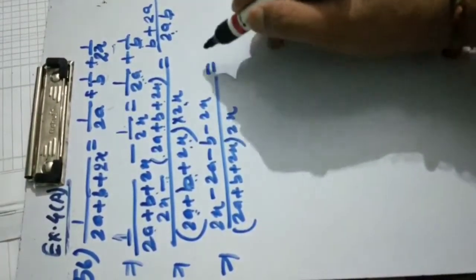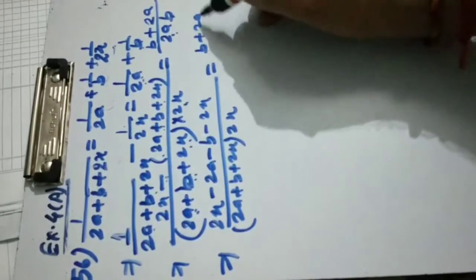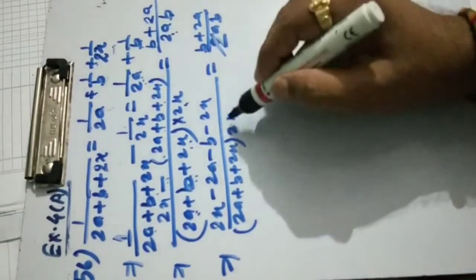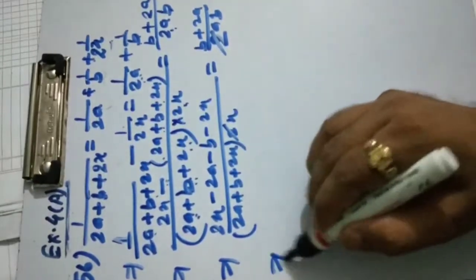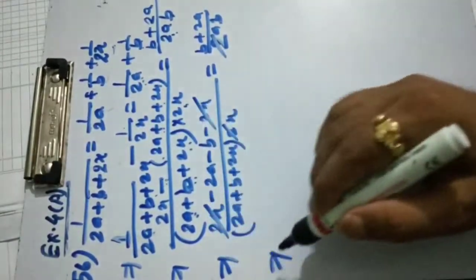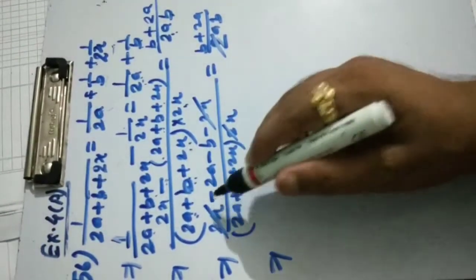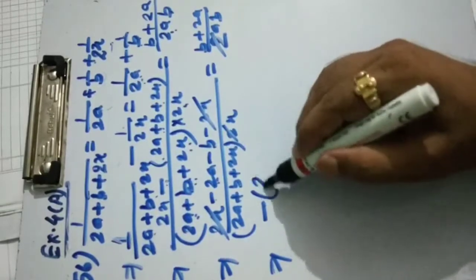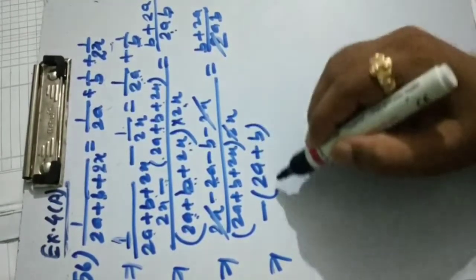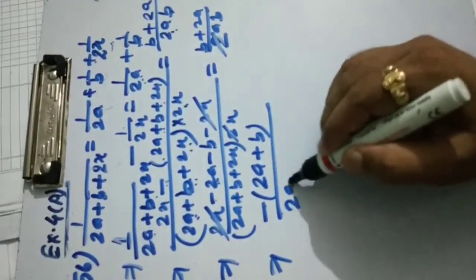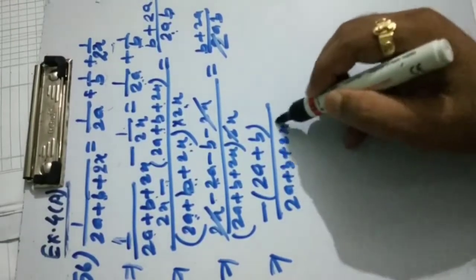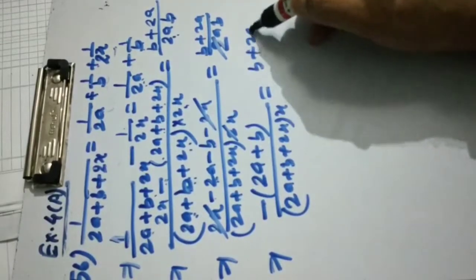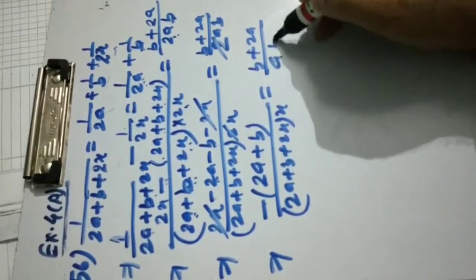multiplied by 2x is equal to b plus 2a upon 2ab. Now these two and these two can be cancelled. Then 2x minus 2x will be cancelled. Now let us take minus as common. Then the sign of these two terms will be changed, that is both will be positive, upon 2a plus b plus 2x multiplied by x is equal to b plus 2a upon ab.